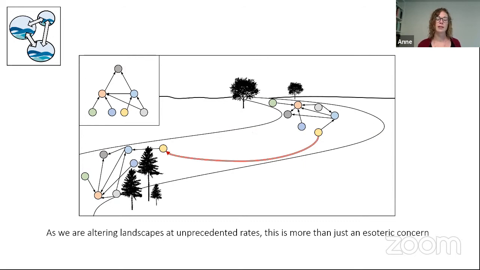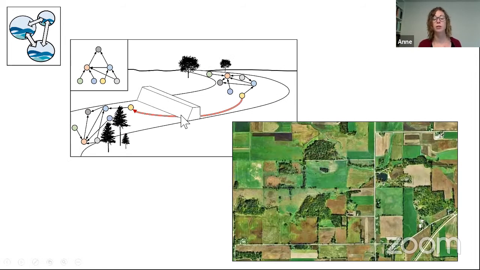And we're altering landscapes at unprecedented rates. So this becomes more than just an esoteric concern. We can think about the damming that we're doing in aquatic systems, or we can think about these agricultural mosaics that we used to see when we could fly in planes, and the farmers' fields and the roads and the things that are put there that potentially prevent species from moving between these forested fragments.